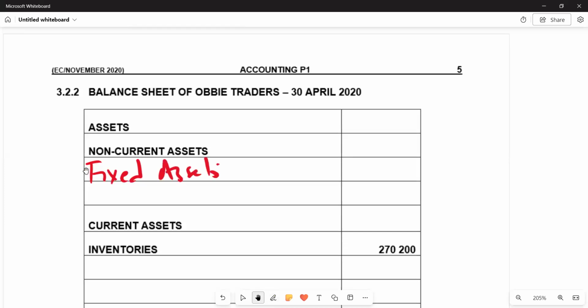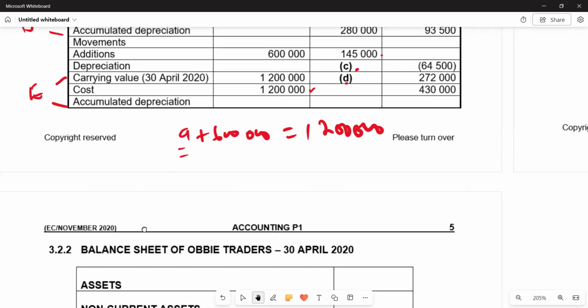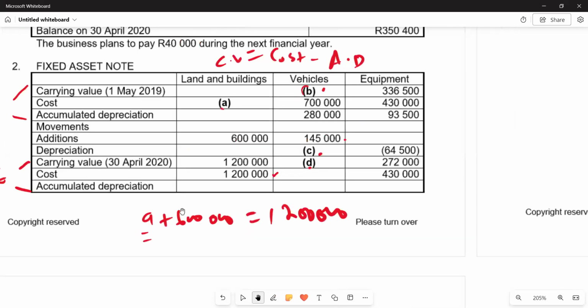So for fixed assets, we are going to calculate the carrying value of these fixed assets at the end. Remember, we've got carrying value at the end here. We've got 1,200,000 for land and buildings, and then for vehicles, the one that we've just calculated. Then we add again 272,000 for equipment.